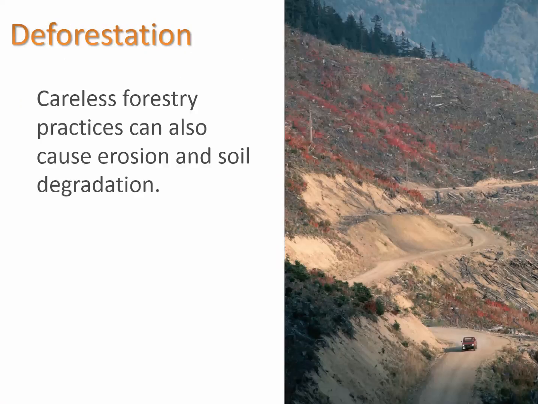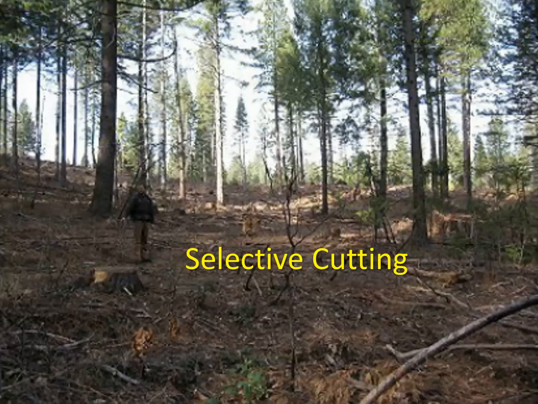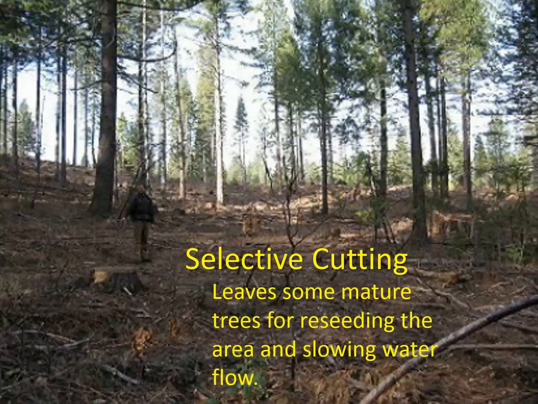Deforestation is another big one. Here we see careless forestry practices that can also cause erosion and soil degradation. We are seeing here something called clear cutting, meaning cutting down all the trees. So when it rains, the water flows very fast down this hillside and brings with it soil. And the alternative to that is called selective cutting, where you're not cutting down every tree, you're leaving some adult mature trees, and those mature trees can reseed the area, and they also slow water flow.